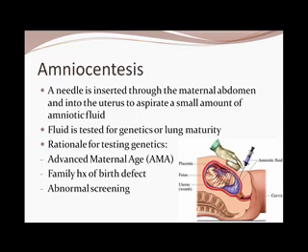Rationale for testing genetics would include advanced maternal age, this would be age 35 years or greater, a family history of a birth defect, maybe they've had a child who was born previously with a birth defect, or an abnormal prenatal screening, such as a quad screen.